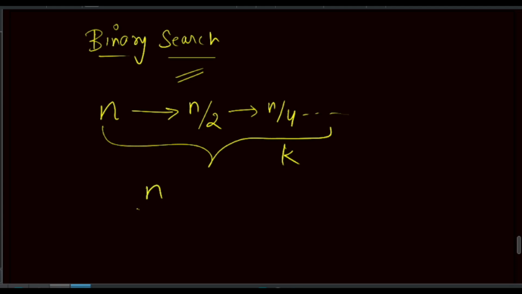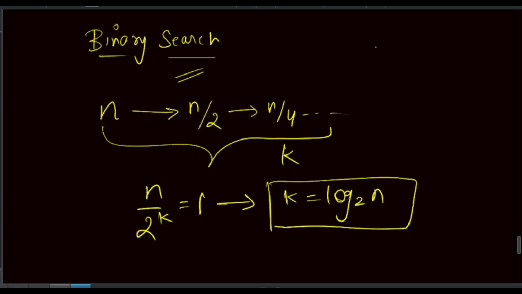Now n by 2 power k should reduce to 1 if the problem is solved. And from this relation you can find out that the number of steps that your program took, which is k, is equal to log base 2 n. So in the worst case, the number of steps binary search will take to look for an element in a given array is going to be order of log base 2 n.